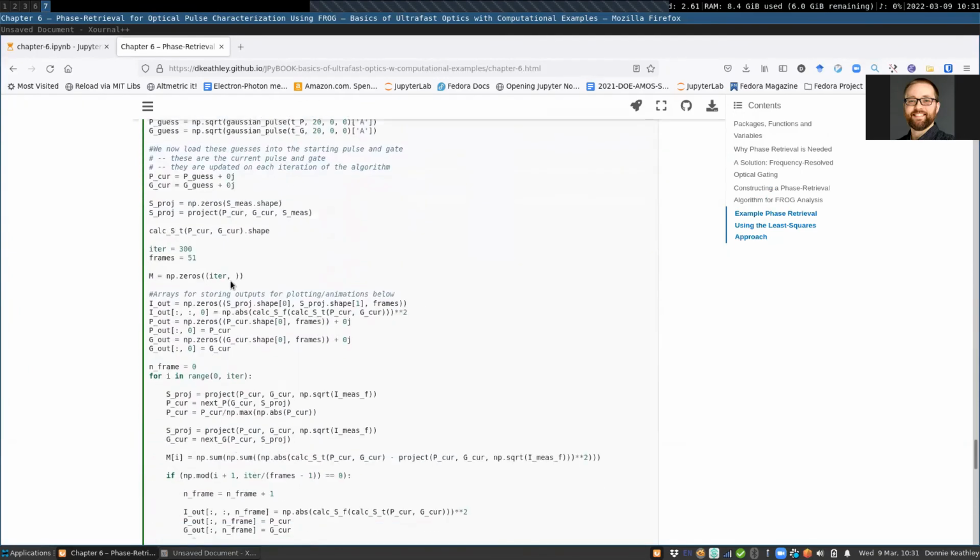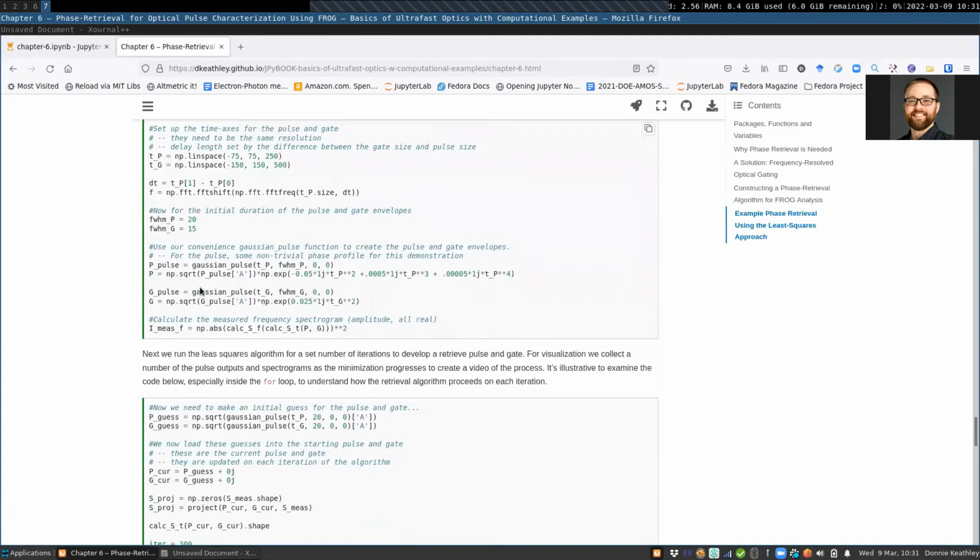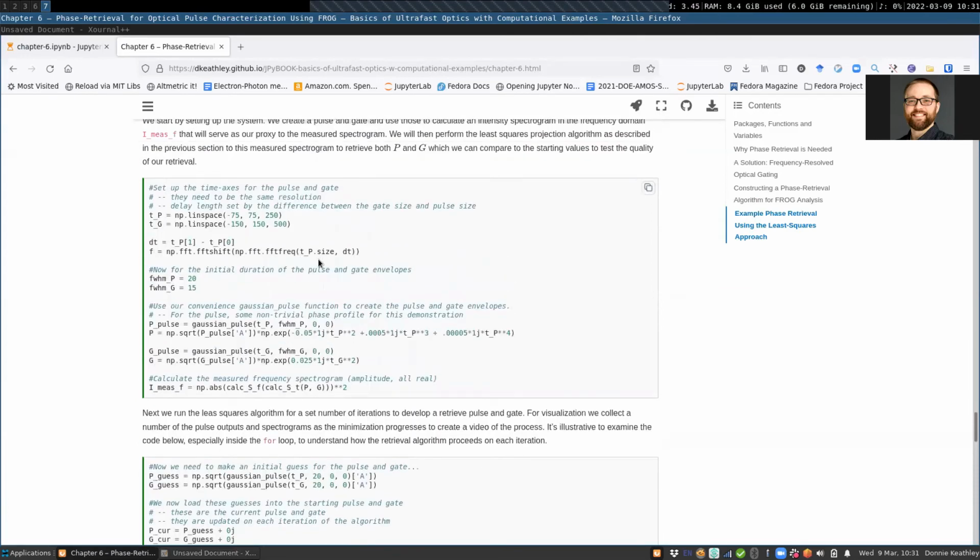Then what we're going to do is we're going to run a least squares algorithm on that. And so I do want to just show a couple of these functions that we have available. This calc SF is for calculating the frequency spectrogram of S for a current P and G. This calc ST is the time domain spectrogram. So if you notice what we're doing is we take our time domain spectrogram from P and G, convert it to F, take the amplitude squared, and that's our measured spectrogram, okay?